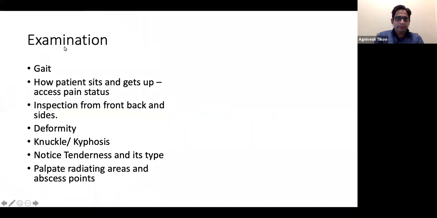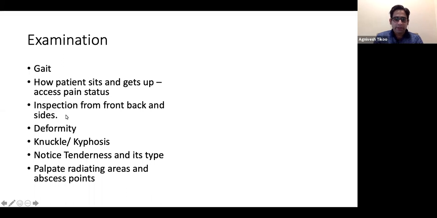So we can see the first thing: if the patient is walking, then you can check the gait, because then you don't need to ask the patient to get up, sit again, stand up and then do it. If the patient is walking towards you, you can check the gait at that time only. The way the patient sits and the way the patient gets up will give you a fair idea of how much the pain status actually is of the patient.